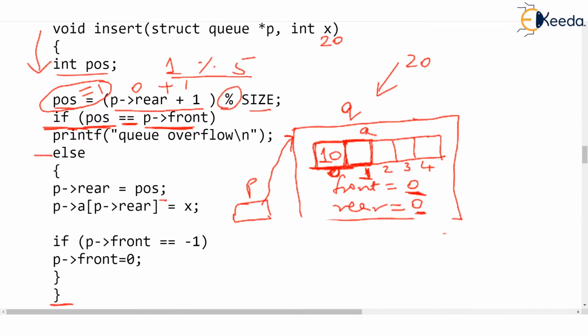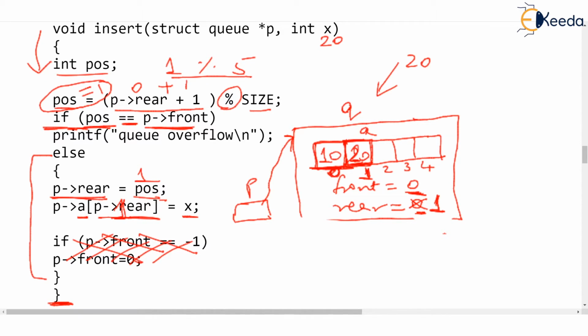So we will land in else, and in else we say P arrow rear should become pos. Pos is 1, so watch out, rear which was 0 is now becoming 1. Rightly so, rear should become 1 because 20 is going at first place. After that, array 1, the first element, because rear is 1, will become 20. So 20 goes at first place. And now this condition is going to be false, obviously, because front isn't -1, front is 0. This is not the first insertion, and the insert function ends.